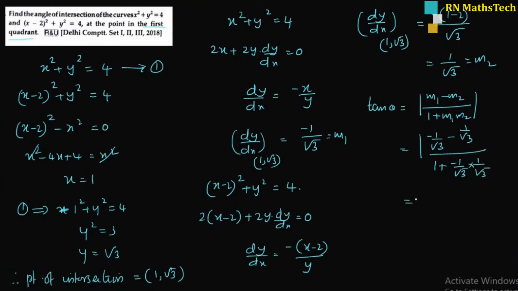Okay, that's equal to modulus of minus 2 by root 3 divided by 1 minus 1 by 3. So simplify, which is equal to root 3. Okay, therefore theta is equal to pi by 3, tan 60. Okay, next one.